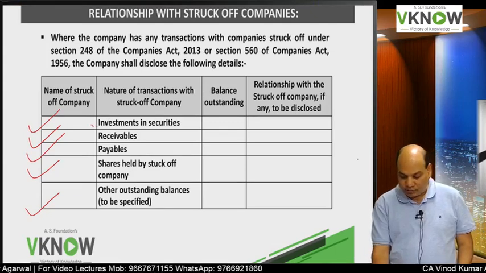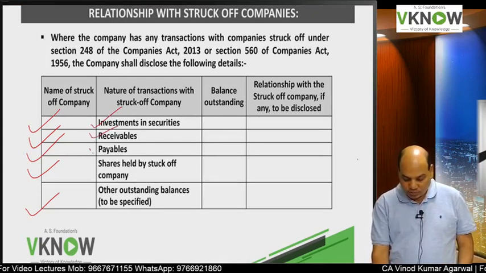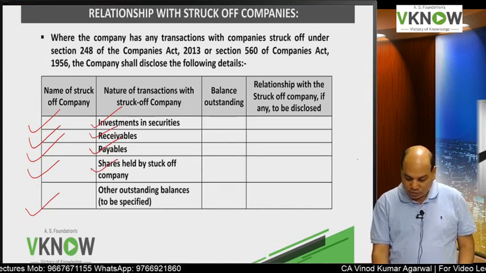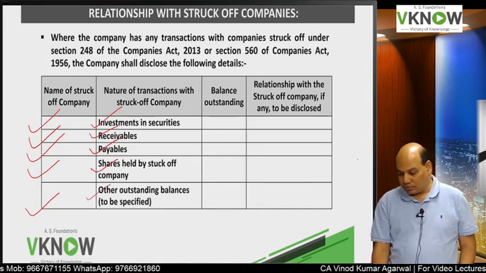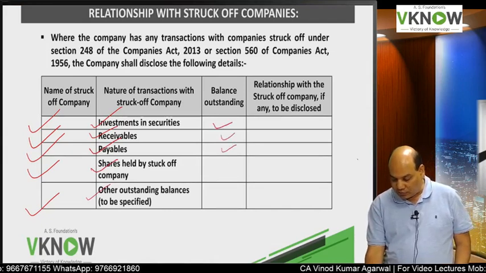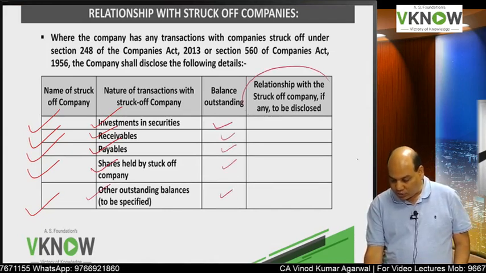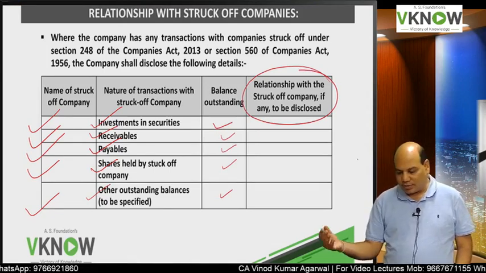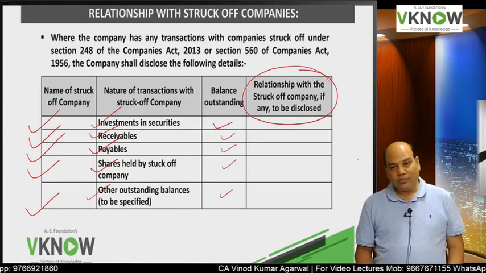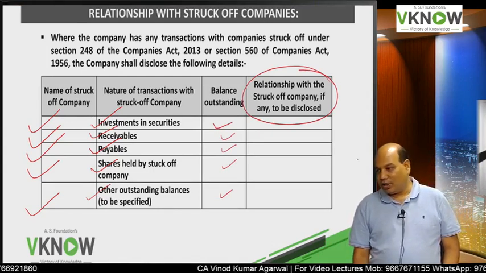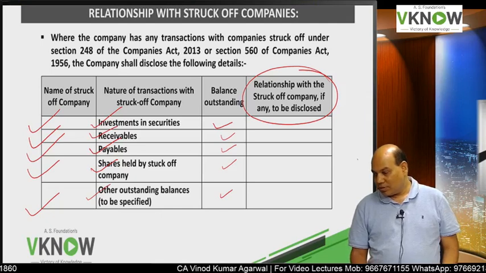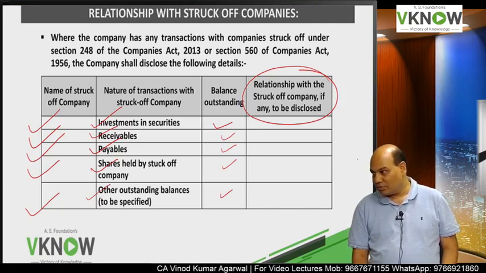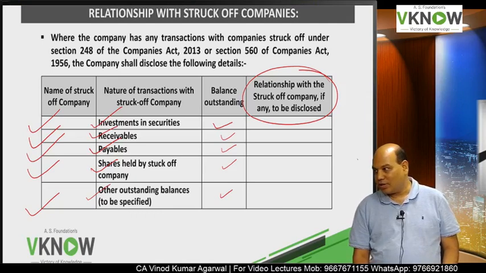So for example, investment in securities of that company, receivable, oh my God, payable, shares held by the struck-off company, they are holding your shares, or any other outstanding balance. Then you mention what is the balance and what is the relationship with that company: subsidiary, joint venture, associate, etc. Again, the management's credibility, integrity, business efficiency will be questioned here if you have a lot of items under this heading. Is it right?